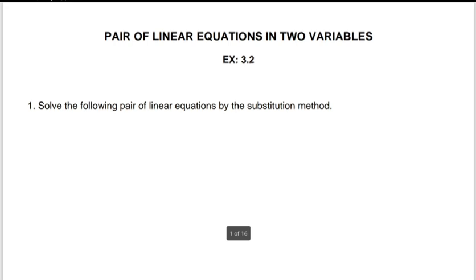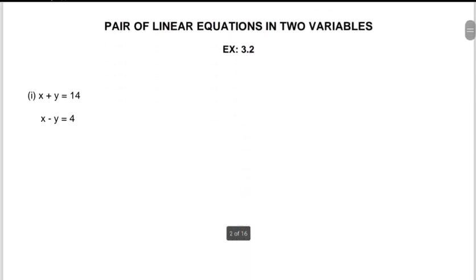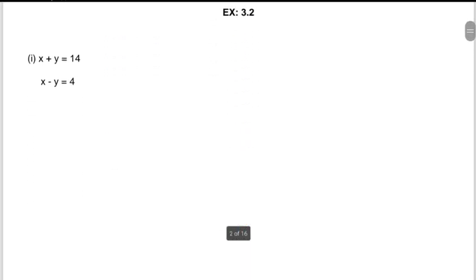The first one consists of: solve the following pair of linear equations by substitution method. So a pair of linear equations is given in the question. We should solve them, find the value of x and y by using substitution method. So let's do it. So this is the first substitution. Substitution is nothing but taking the value from one equation and putting the value of that one variable in the other equation.